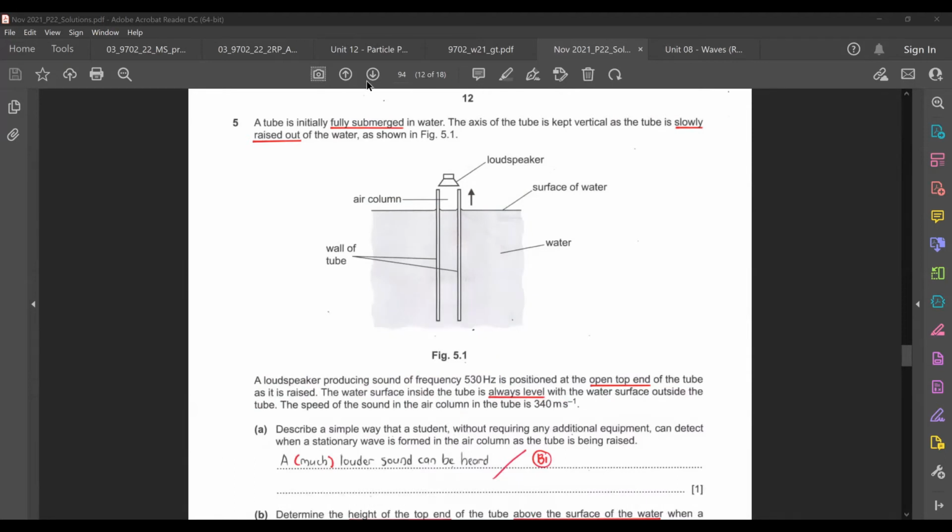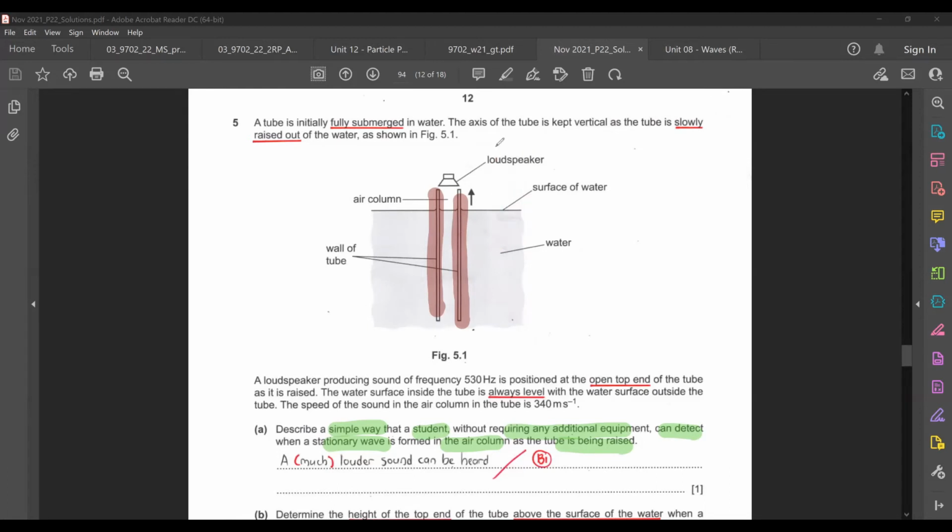They're asking you to describe a way that a student, without requiring additional equipment, can detect when a stationary wave is formed in the air column as the tube is raised. So right now what is actually happening is something like this. Your tube is this open tube here. What you're doing is that you're gradually trying to raise the tube up. So over time, it will go up like this, in a manner similar to this.